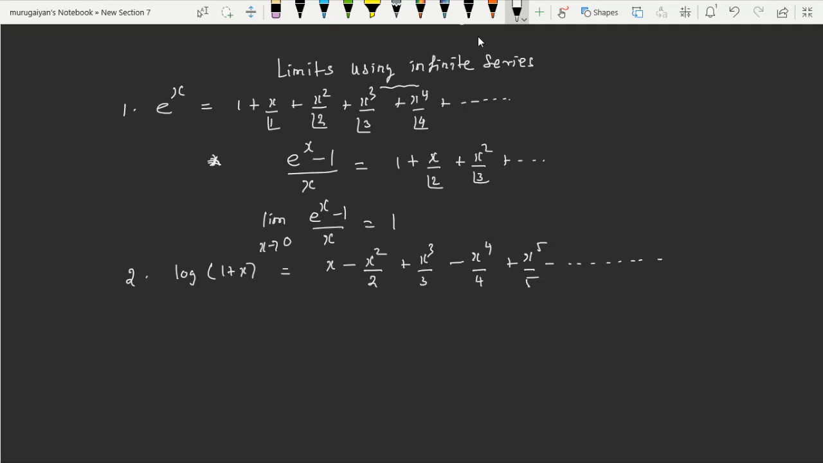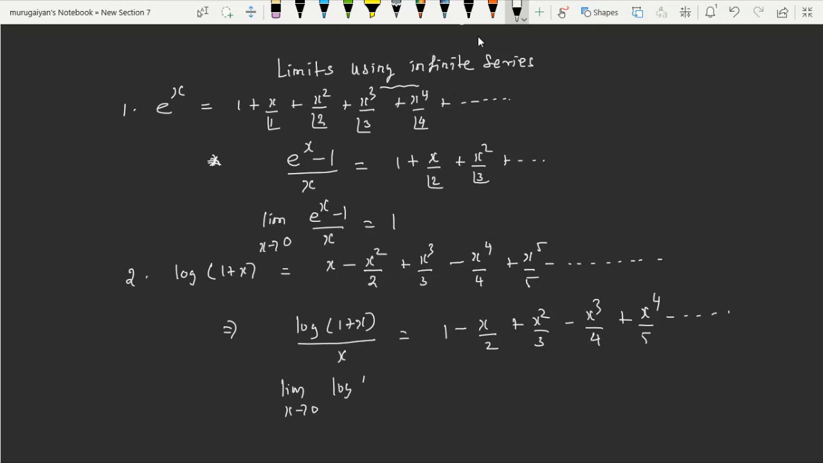This is log of 1 plus x. On the right hand side we can take x as a common factor. So from this we can derive one more standard result, log of 1 plus x divided by x. What is the first term on the right side? x becomes 1, x square becomes x, x cube becomes x square, x power 4 becomes x cube, and x power 5 becomes x power 4. This pattern continues. When we take the limit x approaches 0, for log of 1 plus x by x, the first term alone is left and the remaining terms vanish.